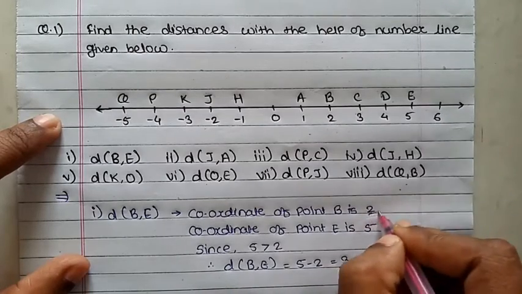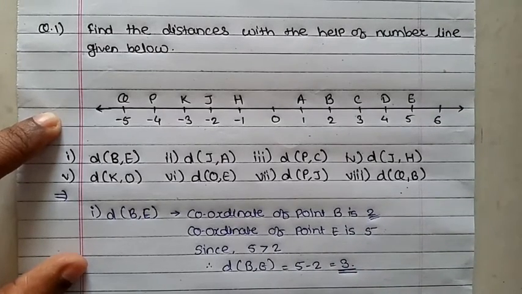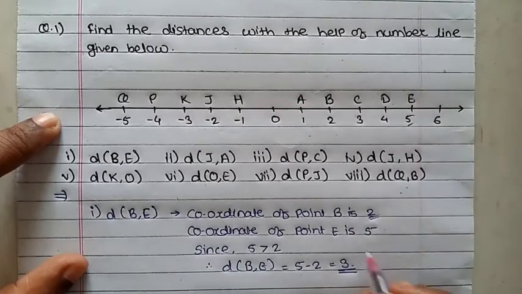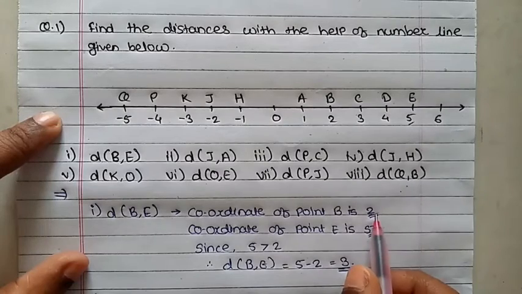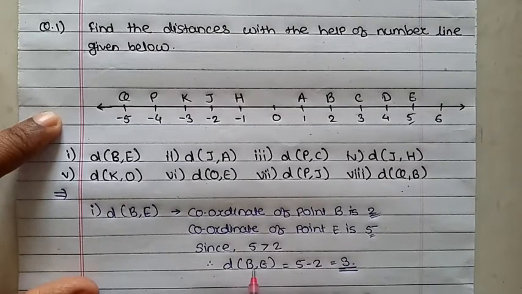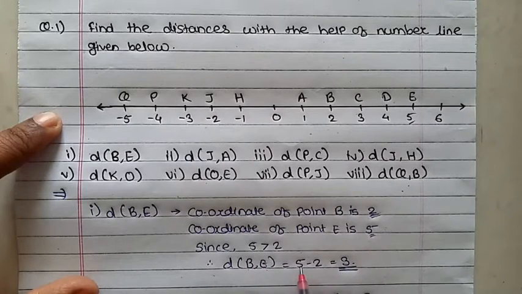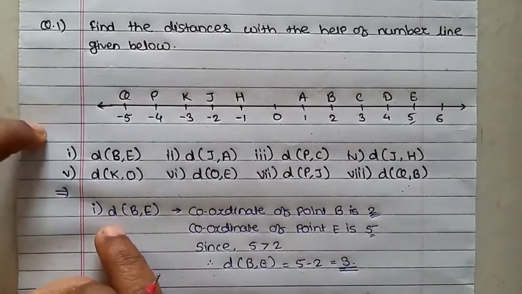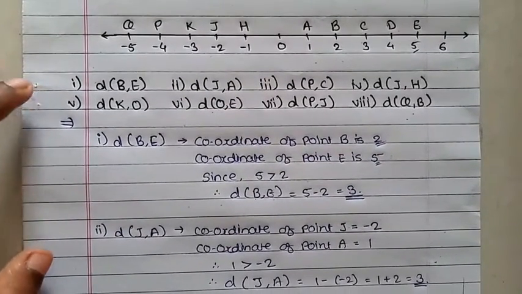Next, the coordinate of point E. What is the coordinate of point E here? That is 5, because E is located at 5. Correct. Since 5 is greater than 2, the distance between B and E is equal to subtracting smaller from greater. So 5 minus 2, therefore it is equal to 3. So the answer of this question is 3. Clear?